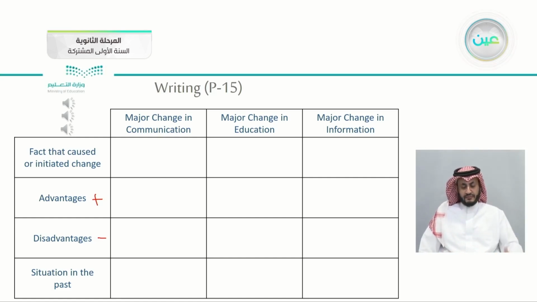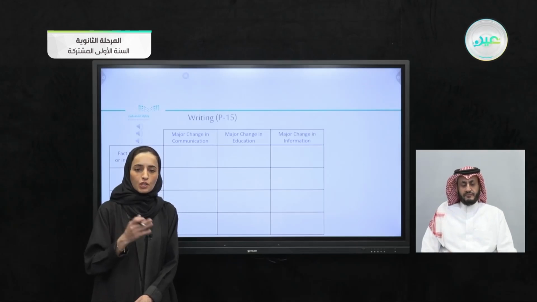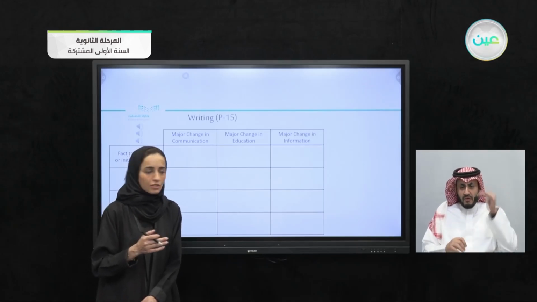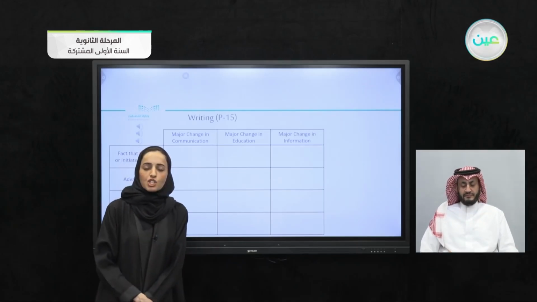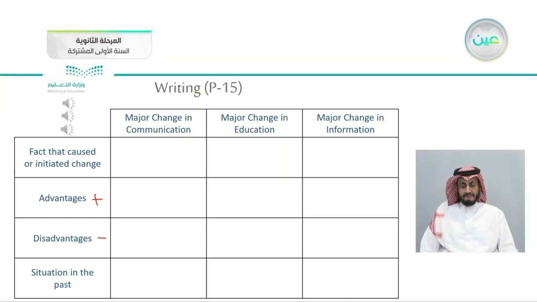And also, the situation in the past. How was it in the past before the internet? How would you communicate? How would we learn? We don't have internet, and how do we exchange information? Let's listen this time, and you are supposed to fill here one column at a time: communication, education, and information. Let's get started. How the Internet has changed the world.